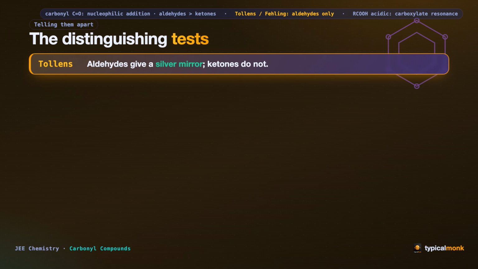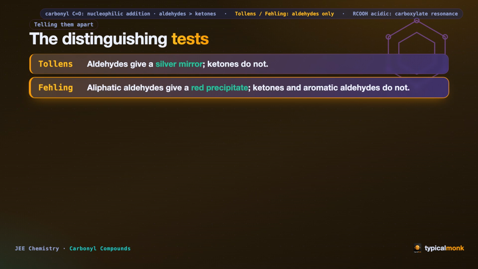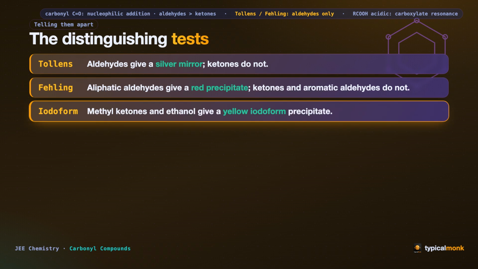Now, the tests that tell them apart. Tollens, aldehydes give a silver mirror, ketones do not. Fehling's, aliphatic aldehydes give a red precipitate, ketones and aromatic aldehydes do not. Iodoform, methyl ketones and ethanol give a yellow iodoform precipitate.